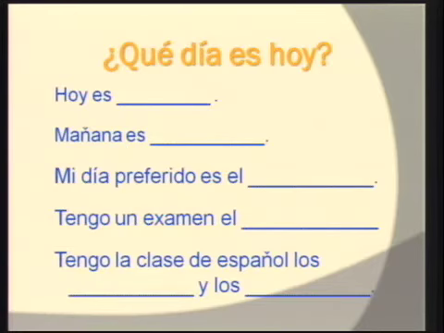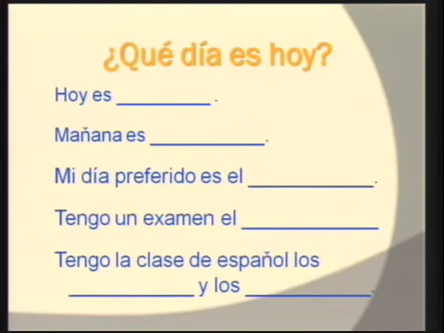¿Qué día es hoy? Repite, ¿qué día es hoy? Okay, hoy es, let's say it's Friday. Hoy es viernes. Mañana, tomorrow, mañana es sábado. Tomorrow is Saturday. Mi día preferido es el viernes. My preferred day or my favorite day is el viernes. ¿Y tú? ¿Cuál es tu día preferido? Which is your favorite day?